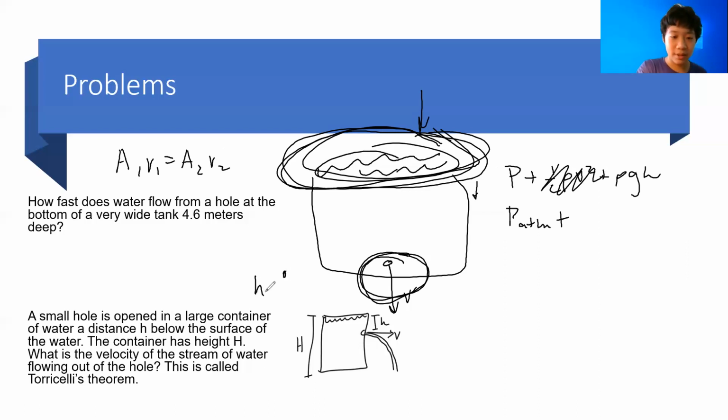Now let's take h down below. h equals 4.6 here. That's given in the problem. So we're going to have to add rho times g times 4.6. Okay, so that's Bernoulli's equation for the top.